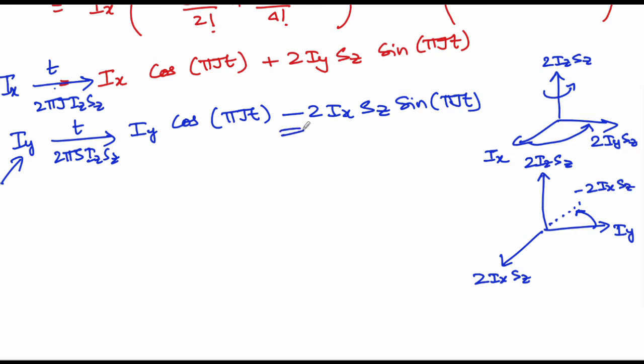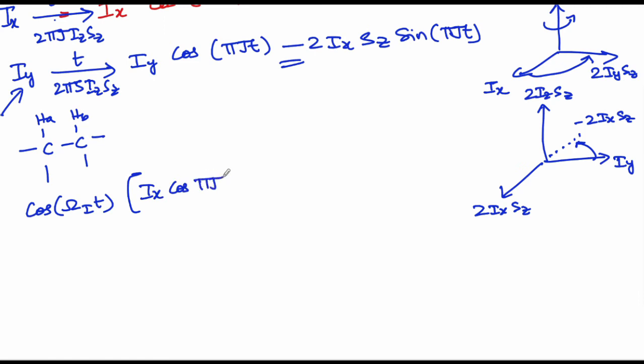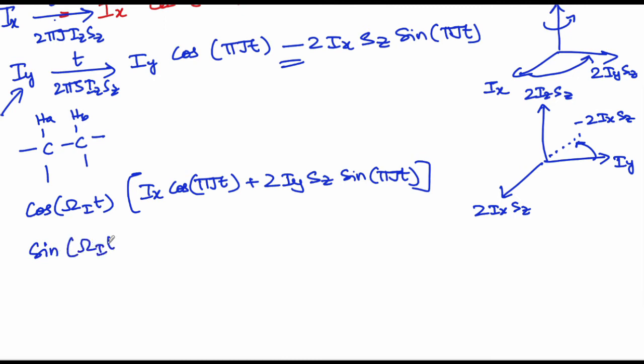Okay, so let's finish off the problem that we started with. The problem we had was a 2-spin system which couple with each other, and what we are able to see here is the final answer. If you write it in its full glory, it is going to look like this: Ix cos pi J t plus 2 Iy Sz sin pi J t, times the chemical shift term with omega I t. This is the Iy part which I am writing directly: Iy cos pi J t minus 2 Ix Sz sin pi J t.